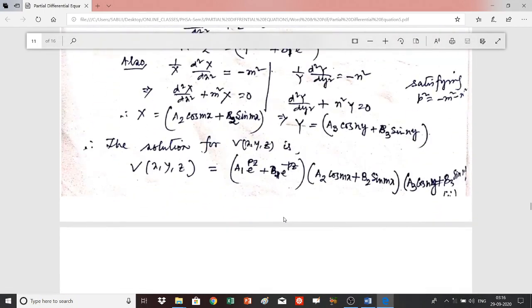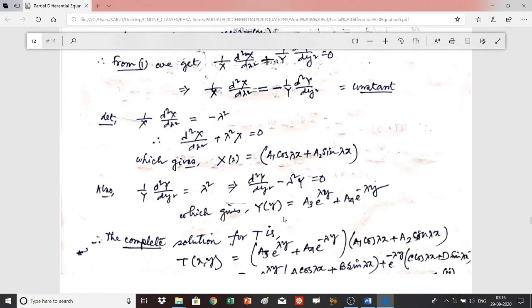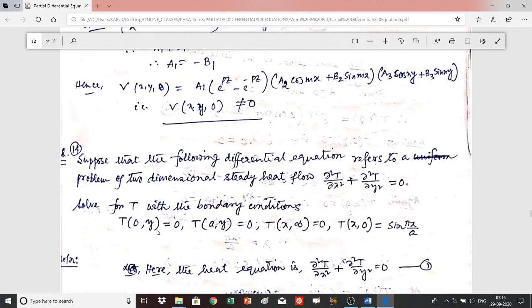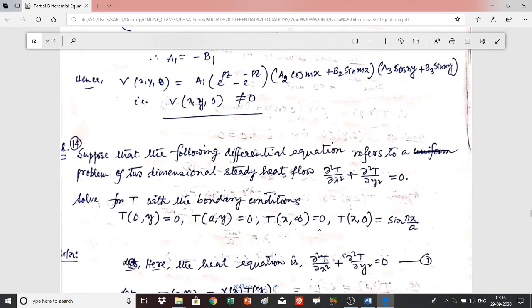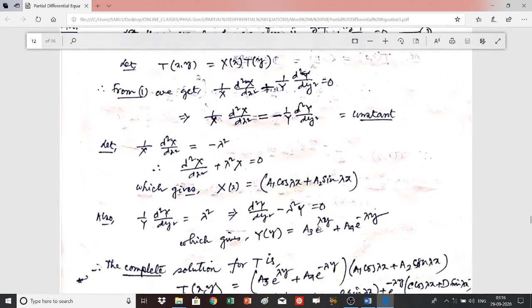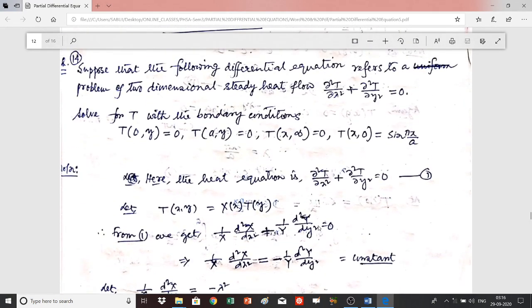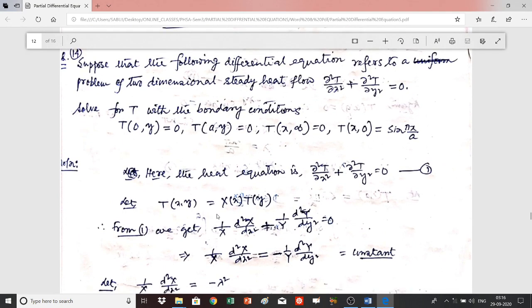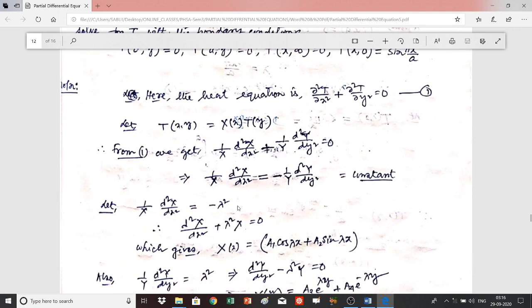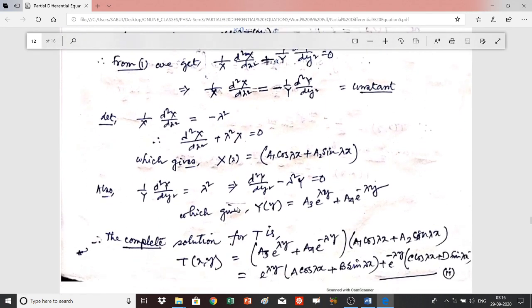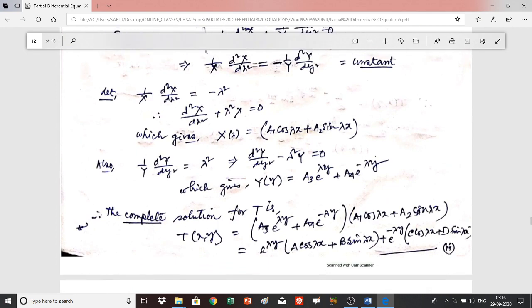Now problem number 3 is already solved, and problem number 14. Here, suppose that the differential equation is given, and solve it with the boundary conditions. These are the boundary conditions, and we have solved this type of problem several times, so I am not going through the detailed calculations. Here is the expression, and this is the process of solving it. Every step is here, and finally the solution is obtained. Just go through this.